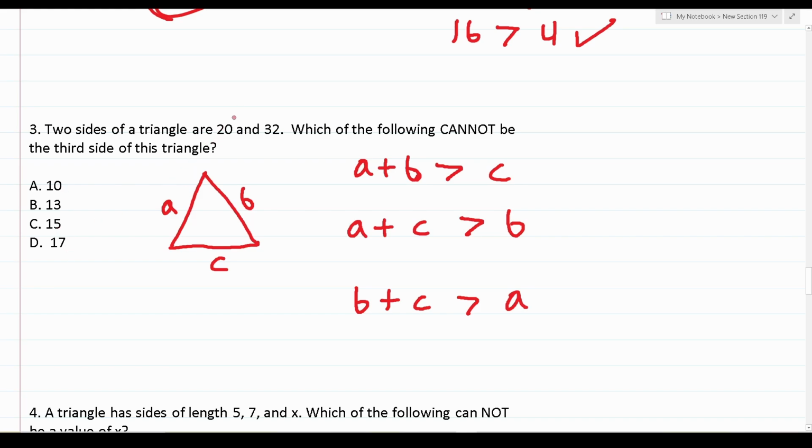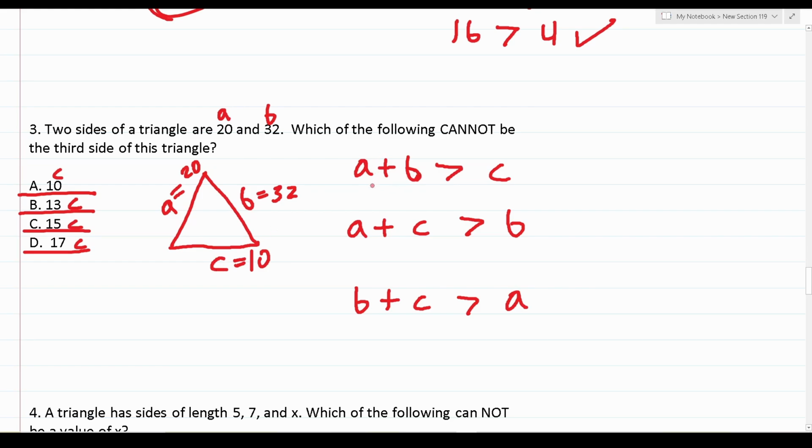So in light of that, let's start by labeling A as 20 and B as 32. That means as we run our test, C is going to be 10, C is going to be 13, C is going to be 15, and C is going to be 17 until we figure out which of these does not work. So with that in mind, let's go ahead and label our triangle. First, we're going to let A be 20, B be 32, and C be 10. Let's go ahead and run our test.